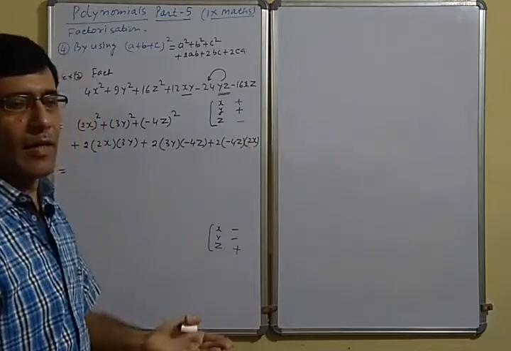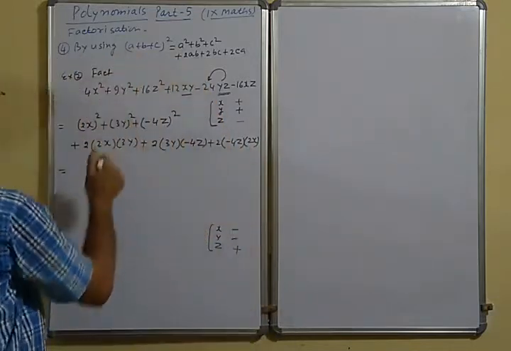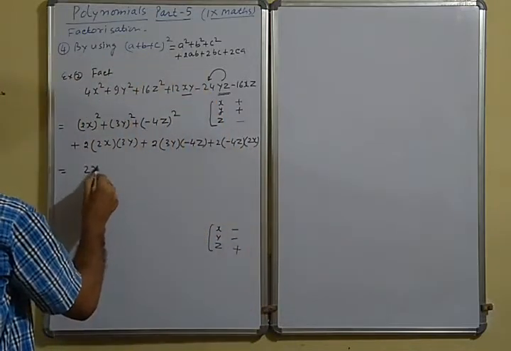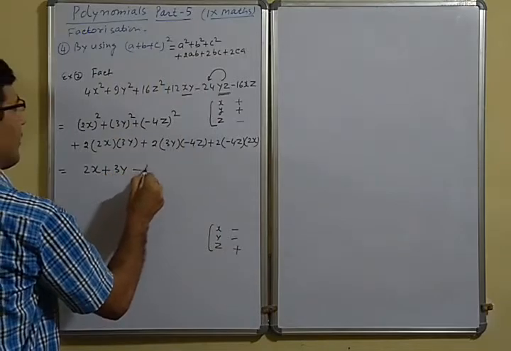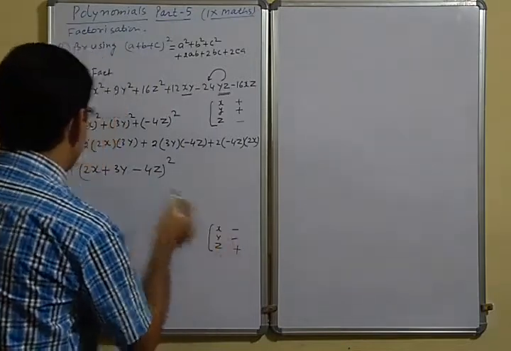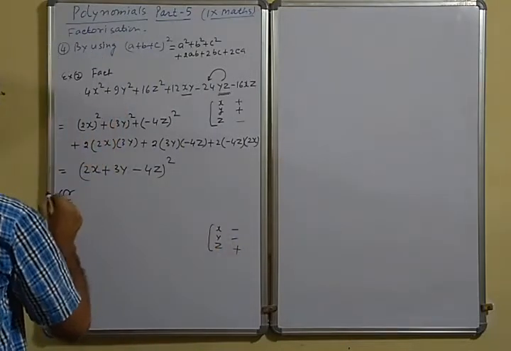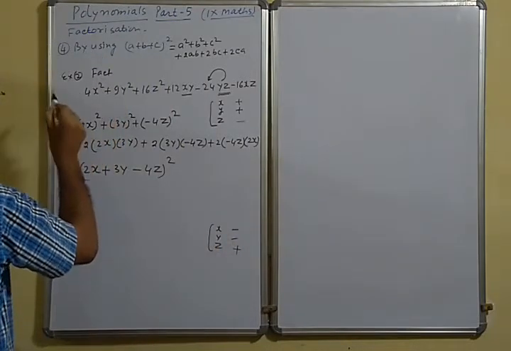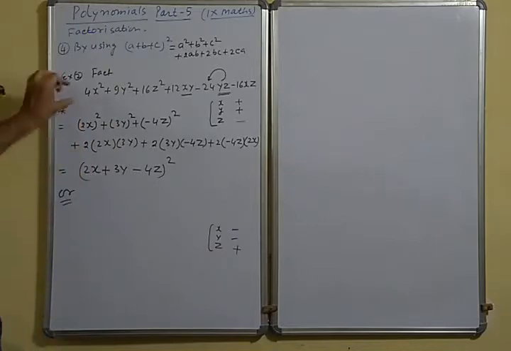So what we can write? That is nothing but (a + b + c) whole square. That is (2x + 3y - 4z) whole square. Now here, if you consider this case, we can also consider another, and here we'll change the sign. Now the question is the same.